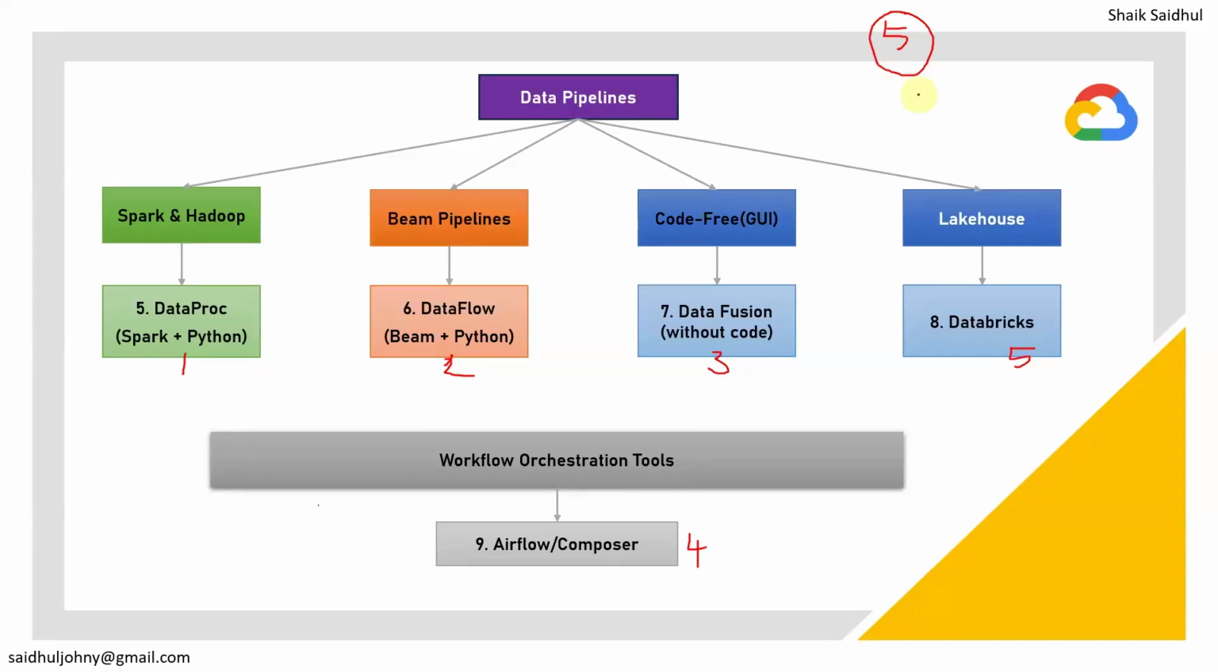One is Spark-based systems, one more is Apache Beam-based systems. Without writing the code also we can create the pipeline, that is Data Fusion. And Databricks also, which is a Lakehouse architecture. And the workflow orchestration tool, that is Airflow or Composer, that we are going to cover. So these are the 5 data pipeline and orchestration services that we are going to cover as a part of this course.